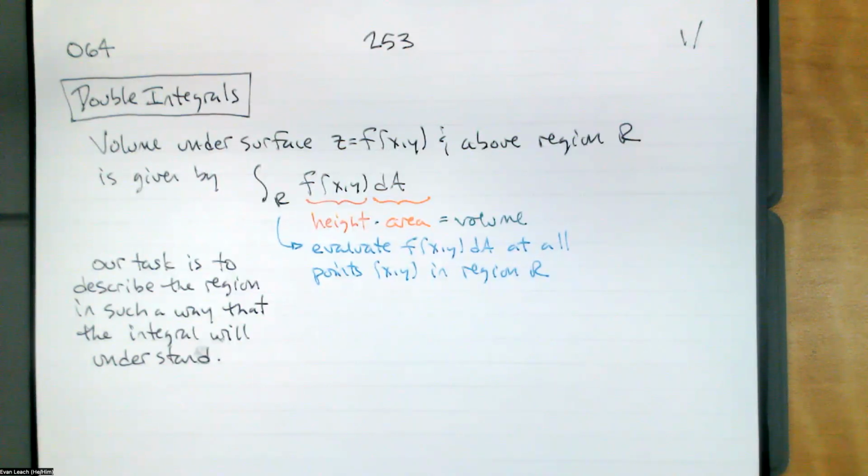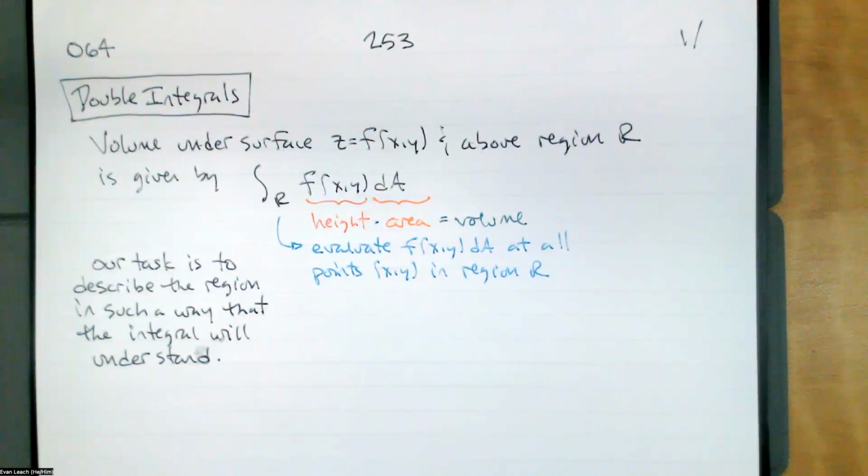dA is a little rectangle of space in the region R that we're going to use for an area. And then we're going to evaluate the function at some point in that little rectangle of space in R and use that for a height. Multiply the height times the area to get the volume, and then add up all those little rectangular solids everywhere we have a point XY in the region R.